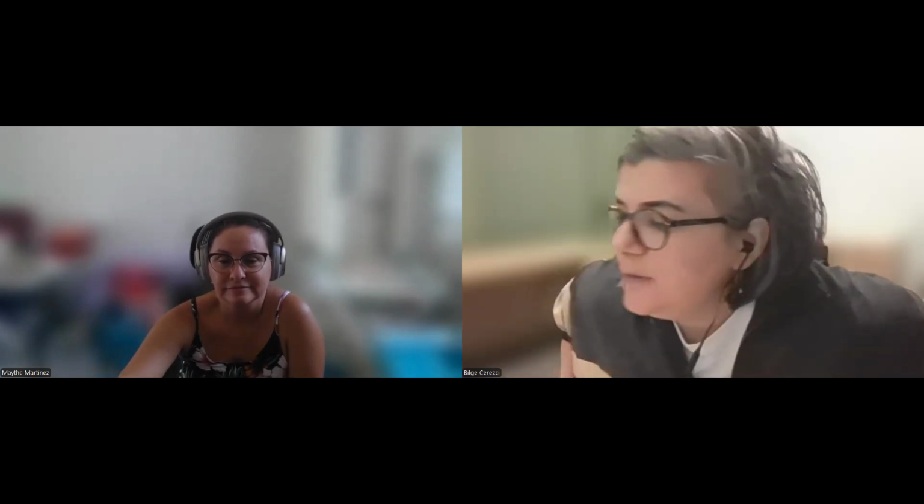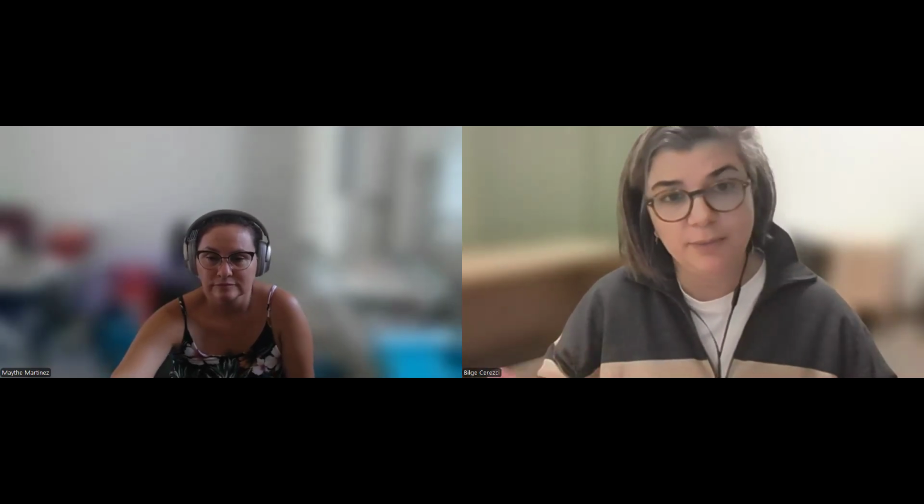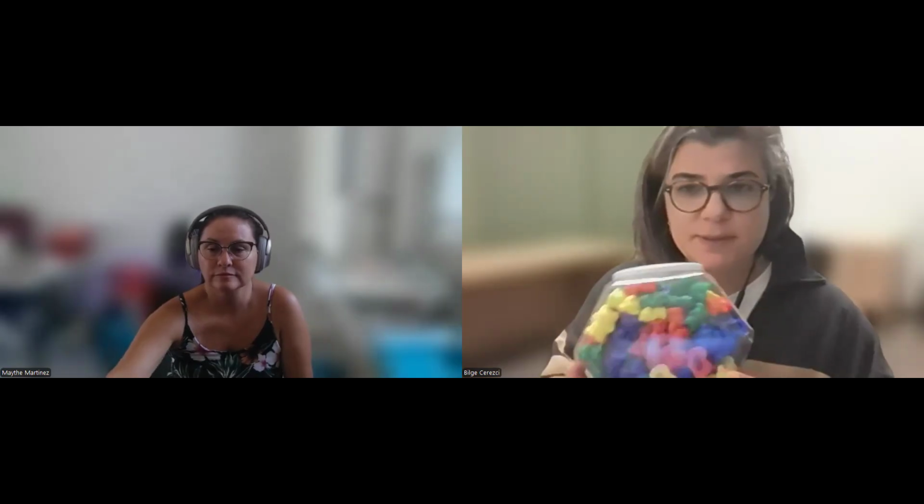Exactly. So for example, if I were talking about measurement concepts and talking about small, medium, large, I would probably use these bears because they come in three sizes: small, medium compared to the other ones, and then the larger size. So they can practice, can you sort these by size?